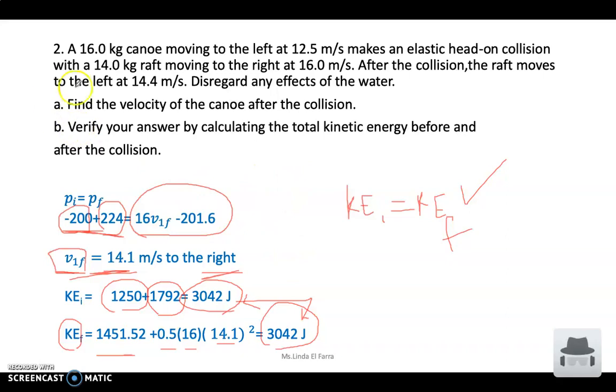So try to solve. You still have question 3 and question 4. Solve them yourself and check your final answer on Sway.